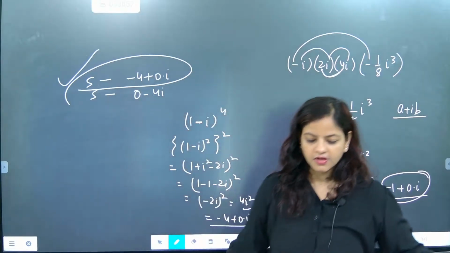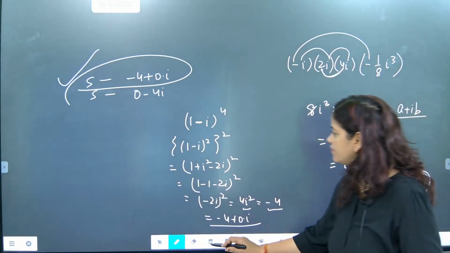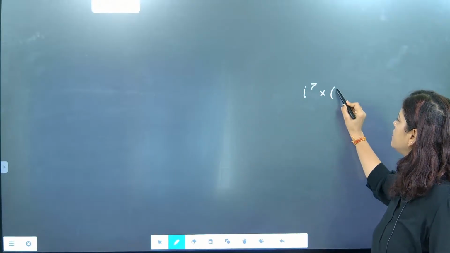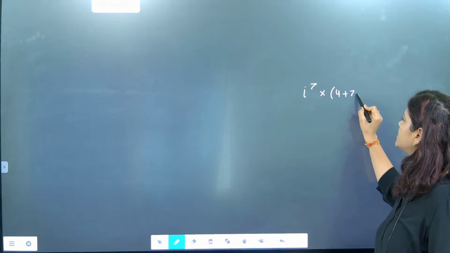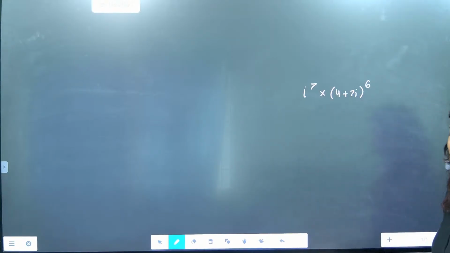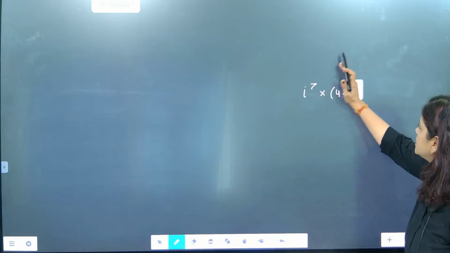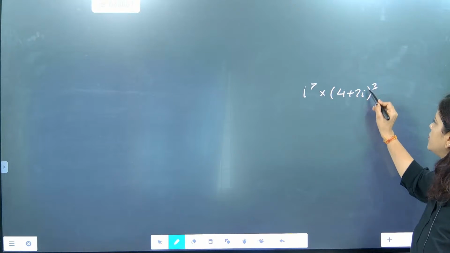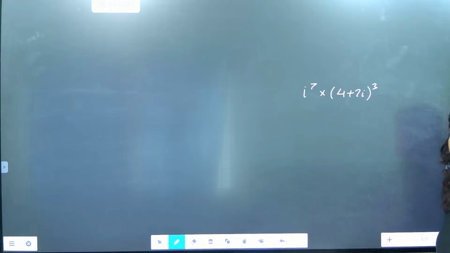Come on. Next question. Get ready for the next question. I to the power 7 into 4 plus 7I to the power 6. Go for it. This much, if asked at once, 4 plus 7I to the power cube. Express this.